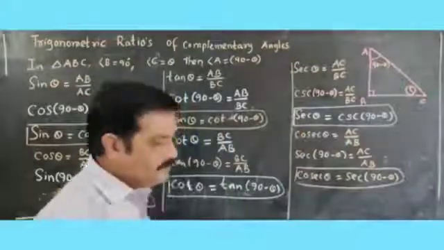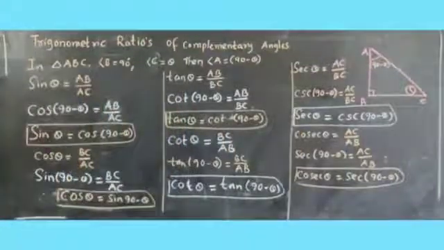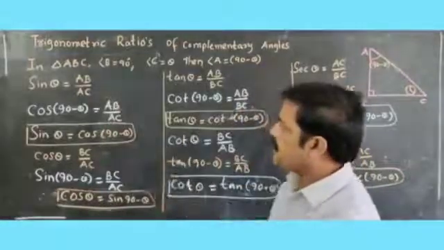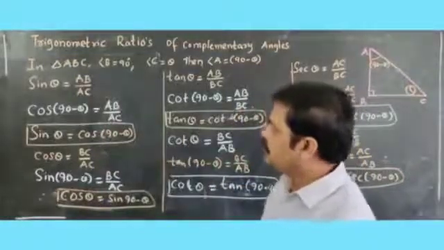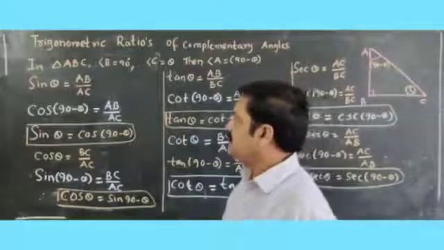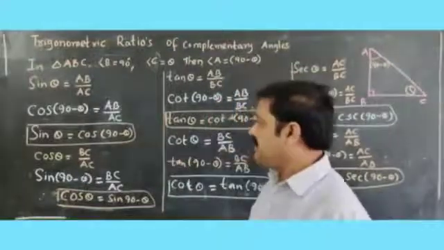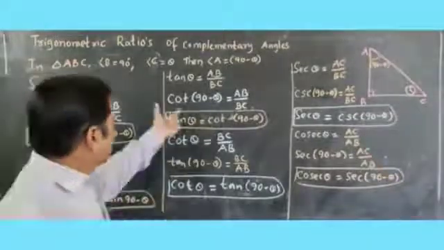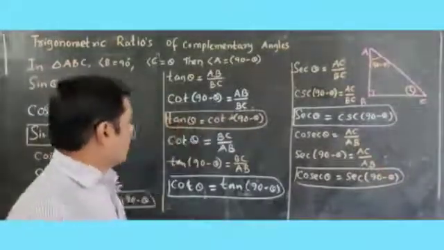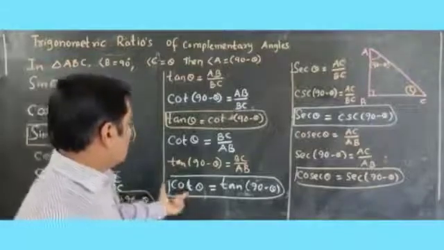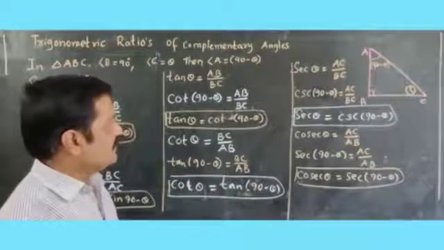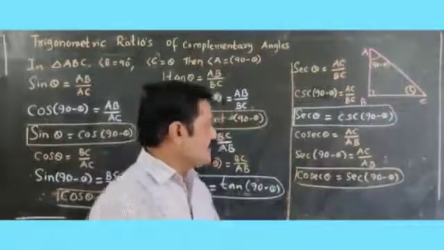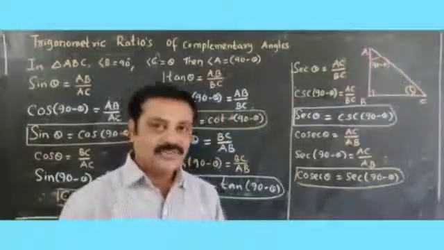Is it clear for all? Once you recall that, everywhere, if you want conversion from sin theta to cos theta, this is one way to convert. Sin theta is equal to cos 90 minus theta, or cos theta is equal to sin 90 minus theta. Tan theta is equal to cot 90 minus theta. Cot theta is equal to tan 90 minus theta. Sec theta is equal to cosec 90 minus theta. Cosec theta is equal to sec 90 minus theta. Is it clear for all?